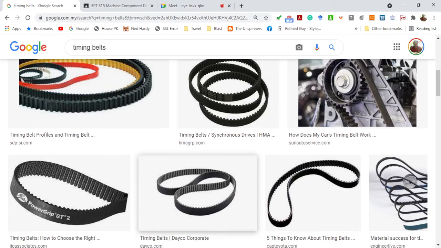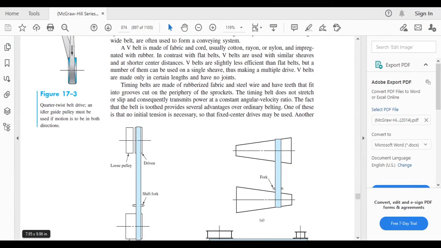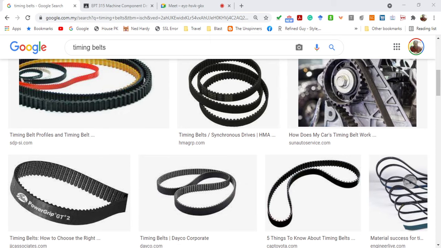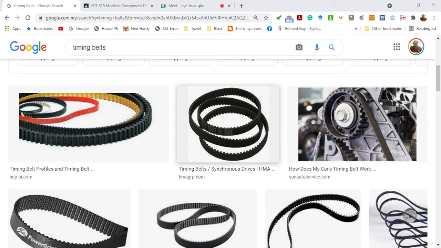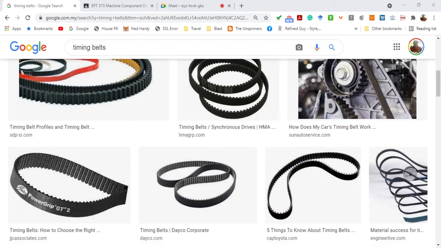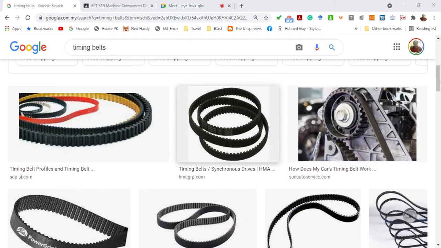Timing belt. I'm sure everyone is familiar with the timing belt. Because regularly you have to maintain your car, your motorcycle and everything. They have a timing belt, and you have to change the timing belt regularly, because they have teeth, similar to the teeth in gears, the gear subject.